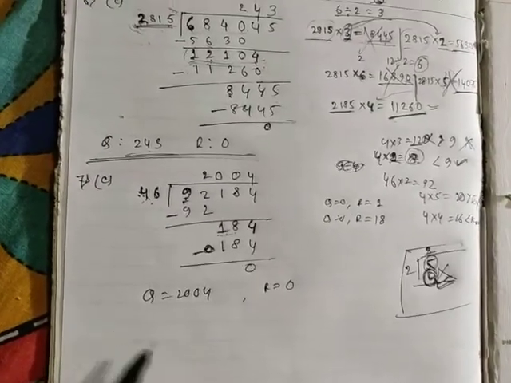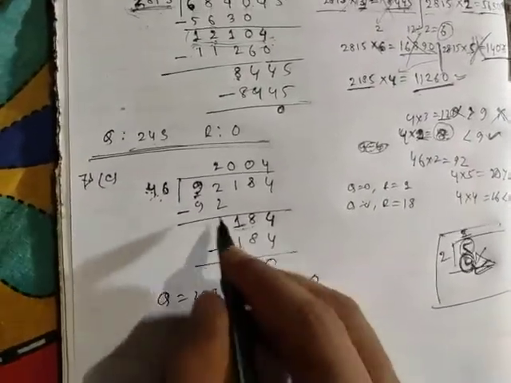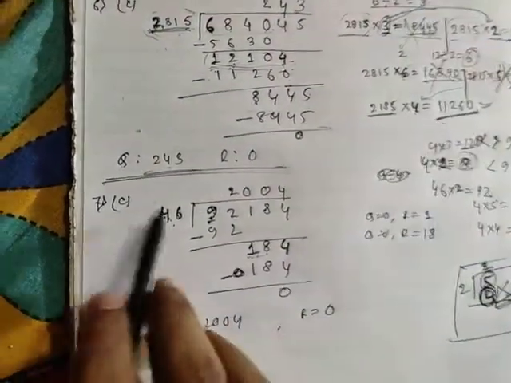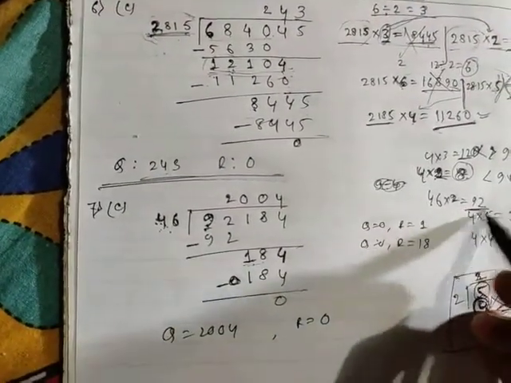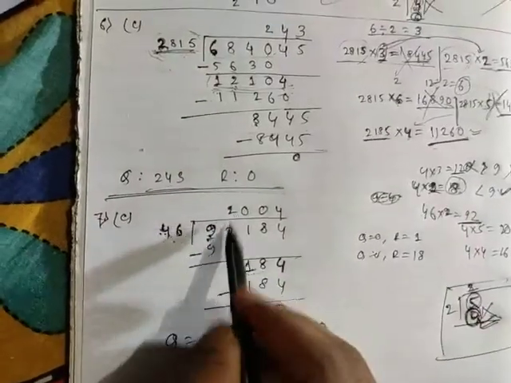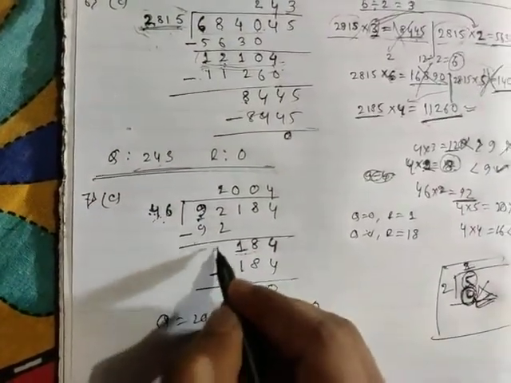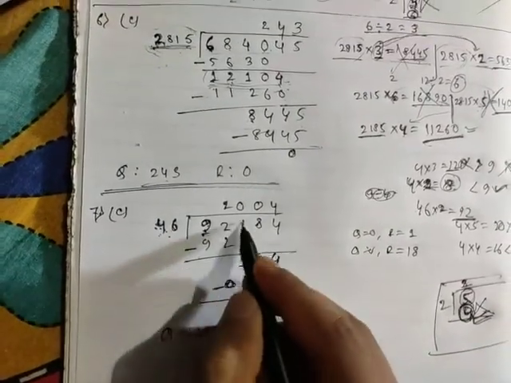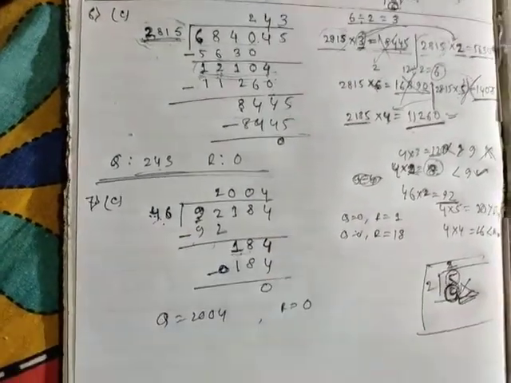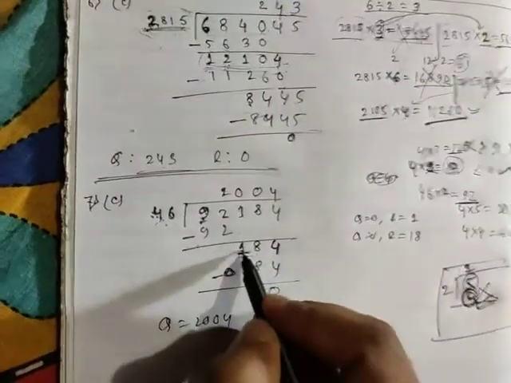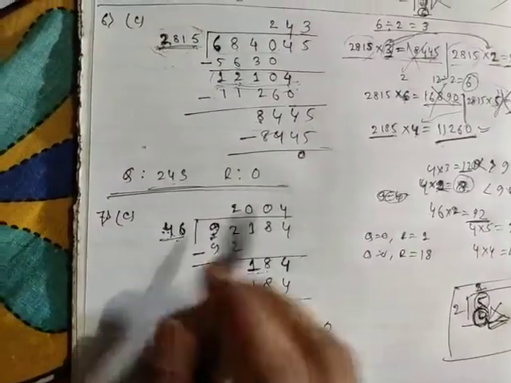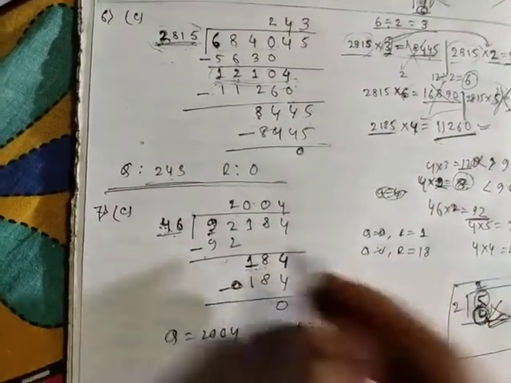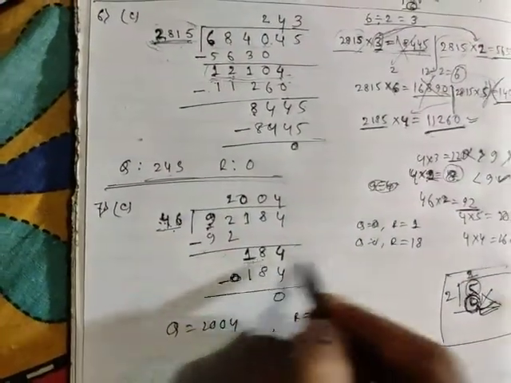So here we have to do multiplication with 2. 46 into 2, we get 92. So one digit will be brought down, 1. Again 1 is less than 46, so division is not possible. So here quotient is 0, remainder is again 1.